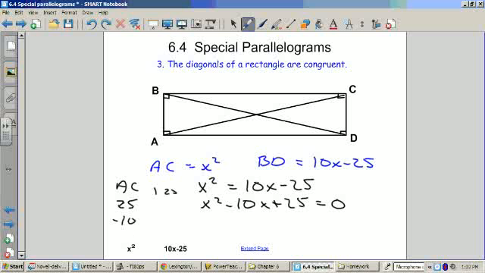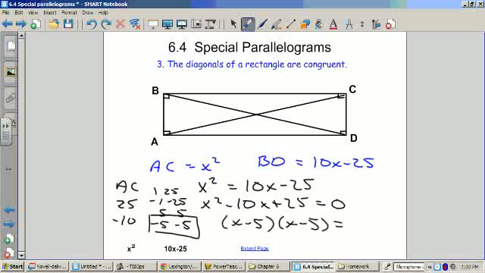Well, my factors of 25 are 1 and 25, negative 1, negative 25, 5 and 5, negative 5 and negative 5. Those are the factors that will multiply to give me 25. The ones that add together to give me negative 10 are negative 5 and negative 5. I can write this as x minus 5 times x minus 5 equals 0. X minus 5 squared equals 0. X must be equal to 5. I didn't ask what x was, though. I asked what AC is. If AC is equal to x squared, then AC is equal to 5 squared. AC is equal to 25.